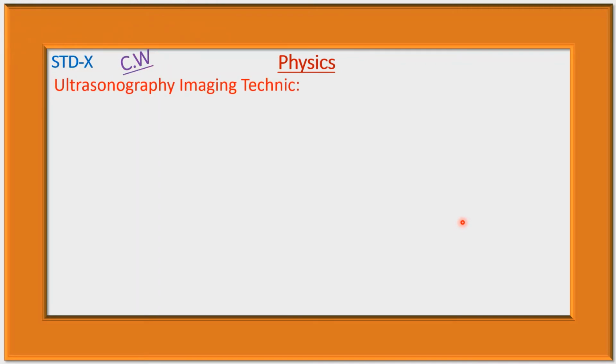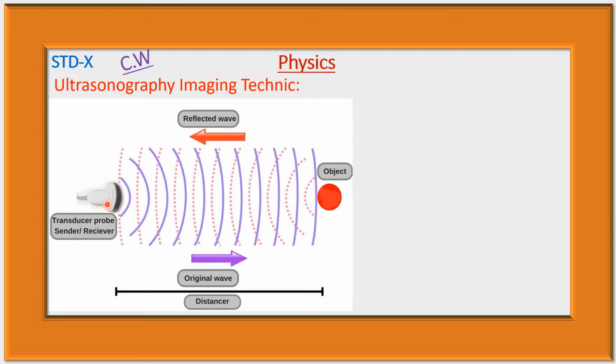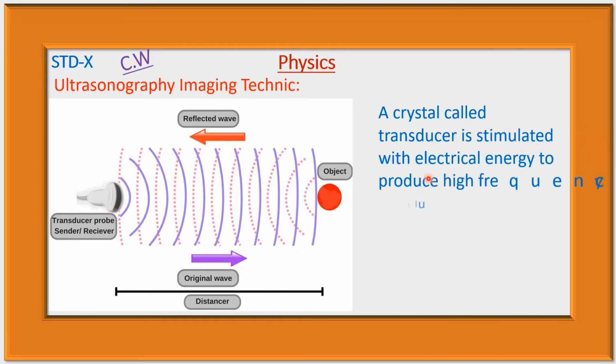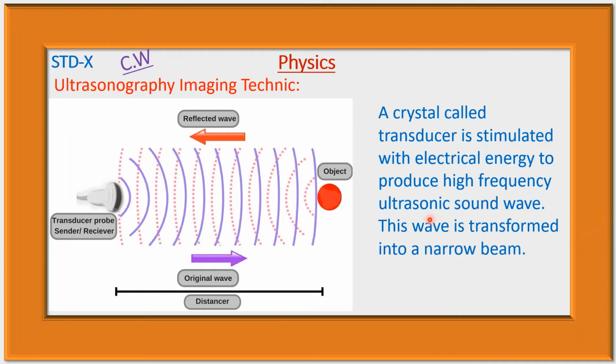Now, ultrasonography imaging technique. Here the transducer produces sound wave, that is, a crystal called transducer is stimulated with electrical energy to produce high frequency ultrasonic sound wave. This wave is transformed into a narrow beam. Here sound wave is produced from the transducer, and here object. A part of this sound wave is reflected from this object, and this reflected wave is received by this transducer, and here distance between transducer and object. This is original wave, and these are reflected wave. So this is the mechanism of imaging technique.